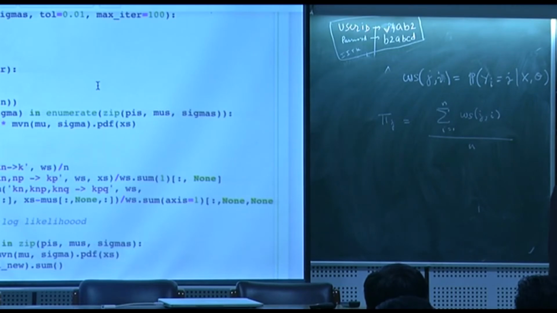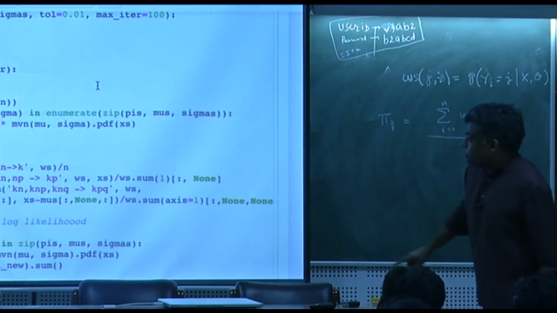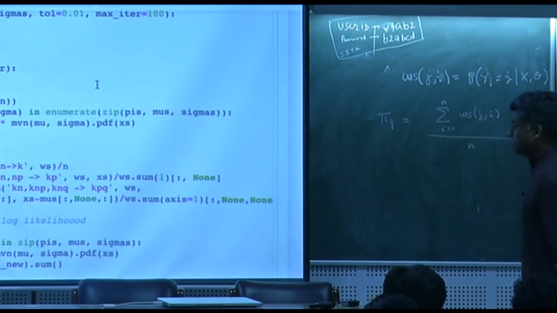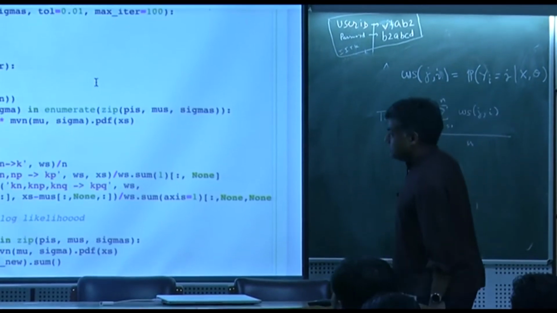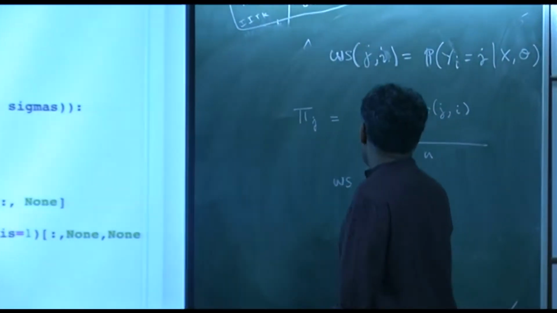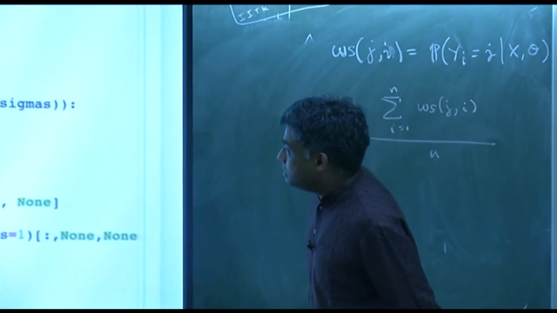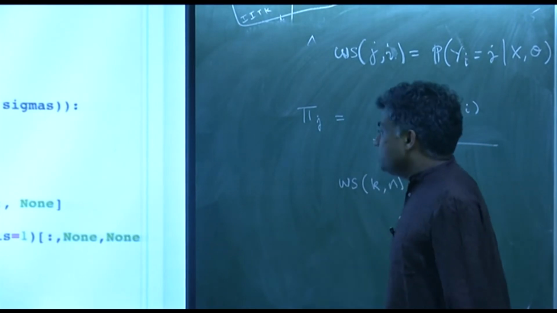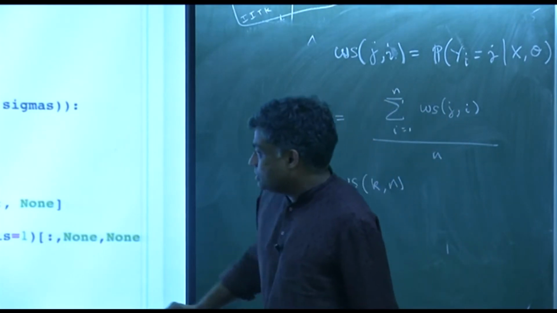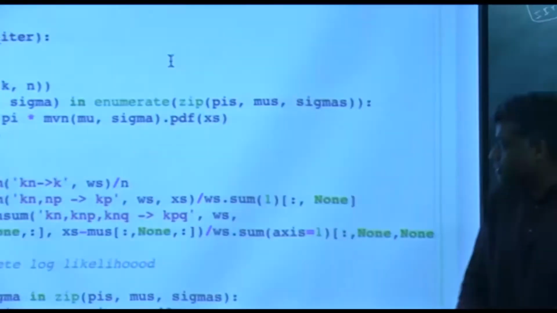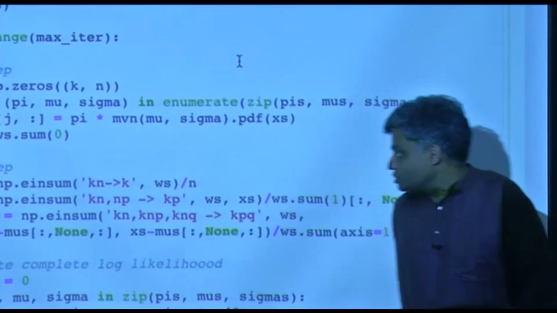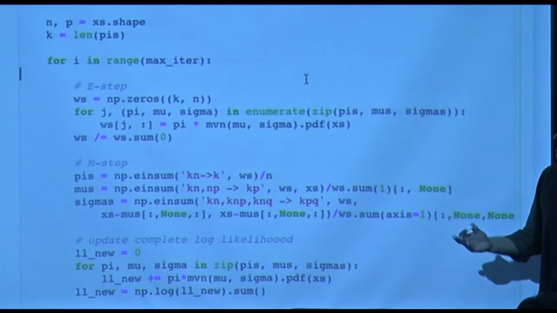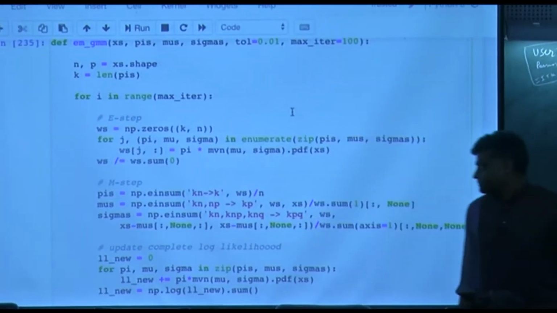So what that Einstein summation over here tells you is that the WS matrix looks like k times n. This one says that you keep the k the same, and in the middle, which is the n, you just add them up over all n data points and divide by n.